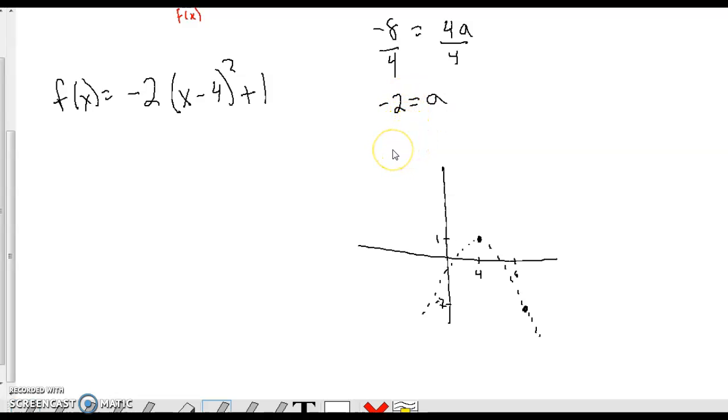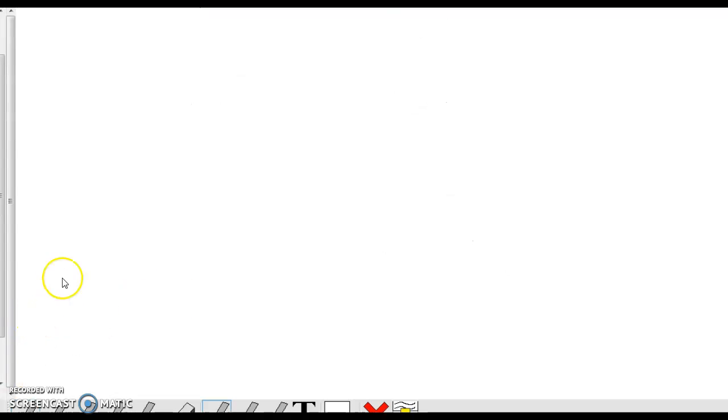So let's try one more together, unless you want to pause and try this one on your own. So I believe this will be example 6. It's a little bit more challenging. I'm going to throw some fractions in there, so that way we know how to deal with them. So again, write in vertex form from this.